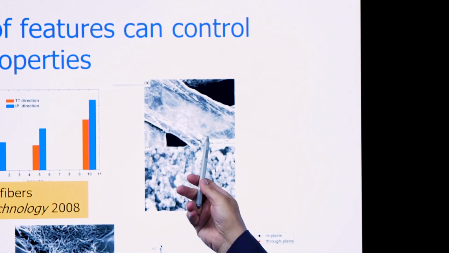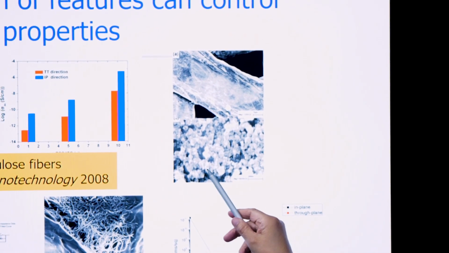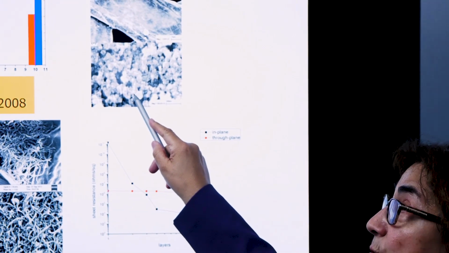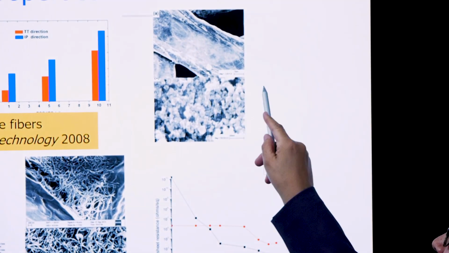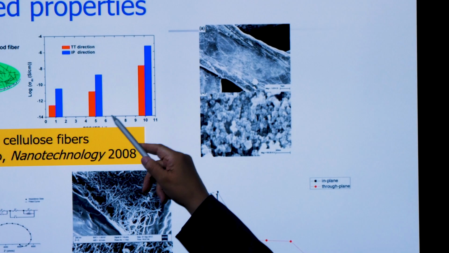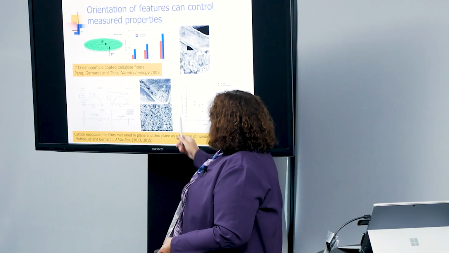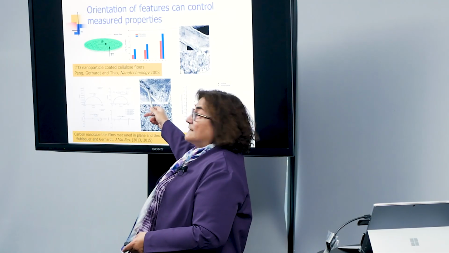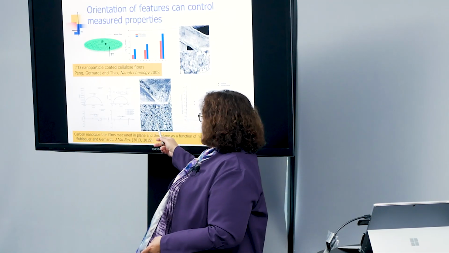Okay, so I have some data here for how orientation of features can actually control properties. And I have two particular examples. The one over here, these are cellulose fibers, like for paper, that were coated with conducting ITO nanoparticles. And the anisotropy of the fibers actually controls what the properties are. In the second case, we have carbon nanotube networks.